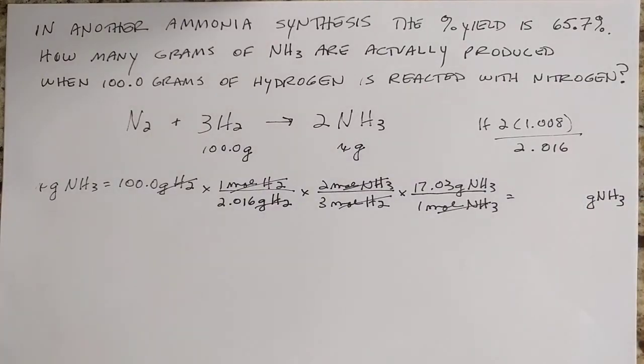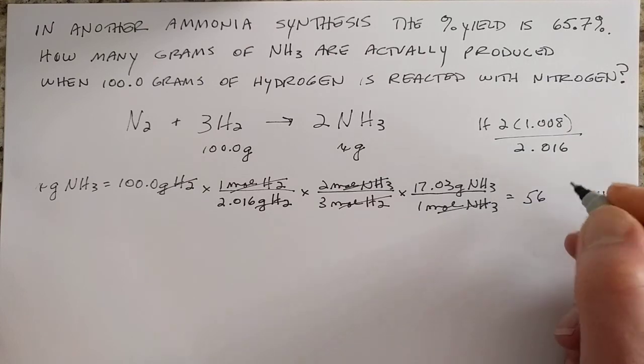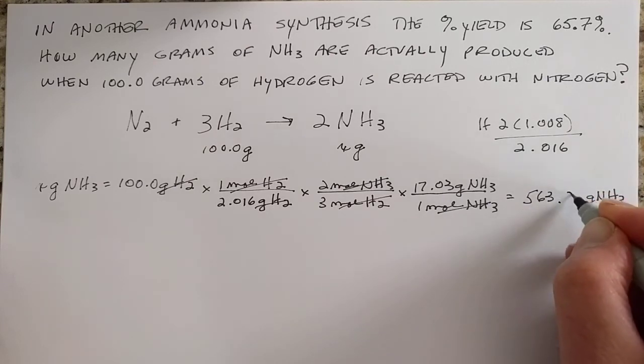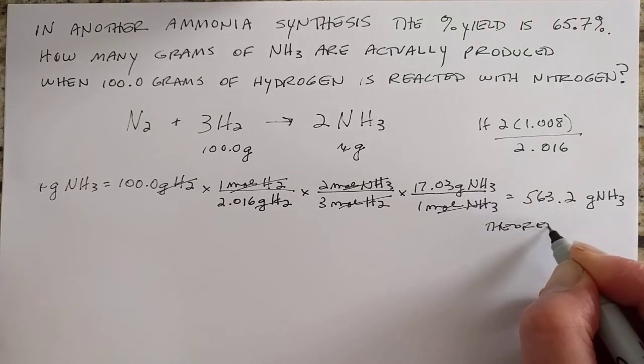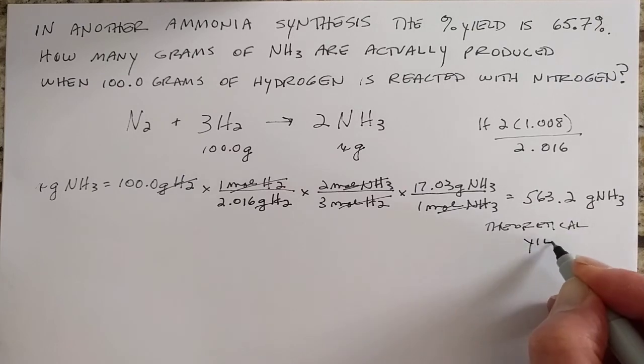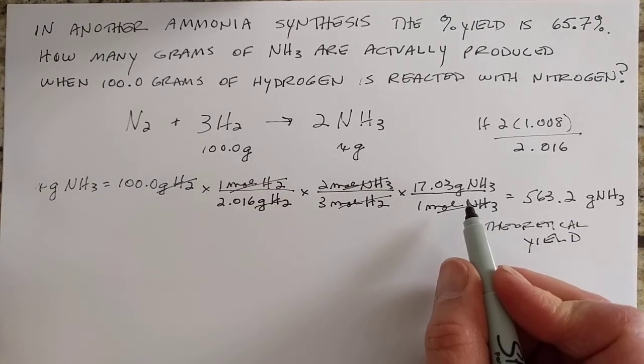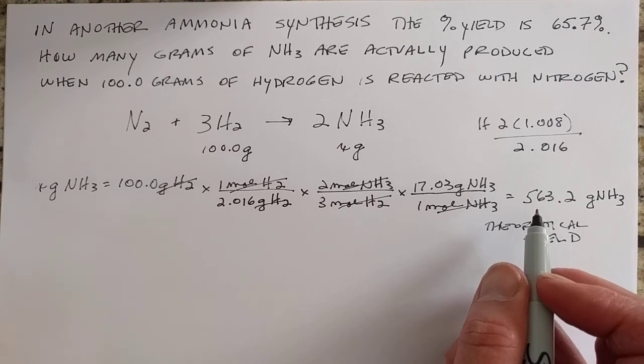Okay, let's see what we get. So 100 divided by 2.016 times 2 divided by 3 times 17.03 equals. And let's see, 4 sig figs, unlimited, 4, so I'm going to go with 4 sig figs. So we get 563.2 grams of NH3. So remember, this is our theoretical yield. The yield calculated from stoichiometry, what you would get if everything was perfect.